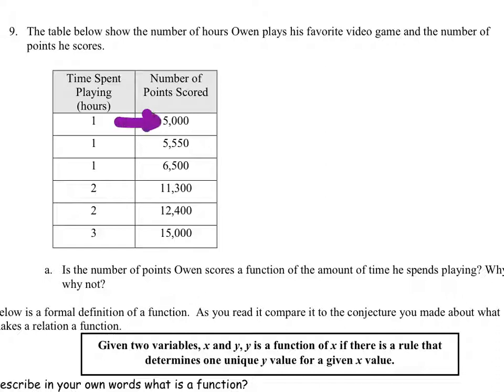See, he played 1 hour and he got 5,000 points. But here he played another 1 hour and got a different number of points. So that's inconsistent. We don't know how many points he would score in 1 hour, even though we can kind of predict. It needs to be exactly the same every time. And it happened again for 2 hours. One time he played for 2 hours and got 11,300. Another time he played for 2 hours and got 12,400. That's different. So we can't know exactly how many points he would score based on the number of hours he plays the video game.